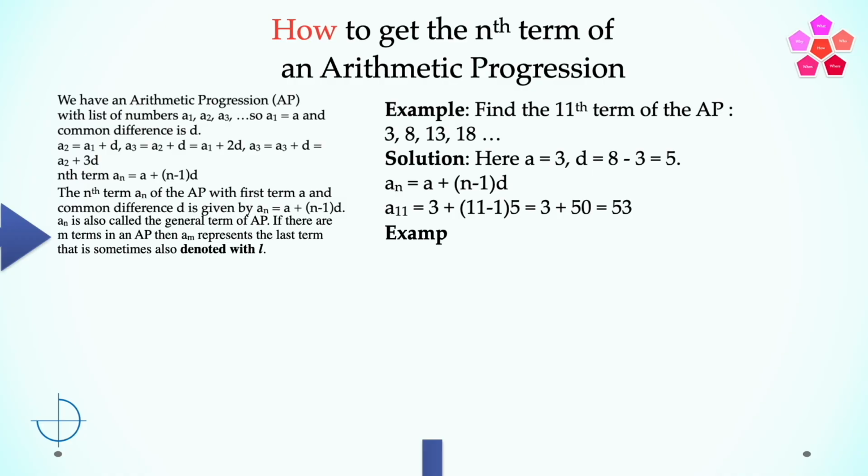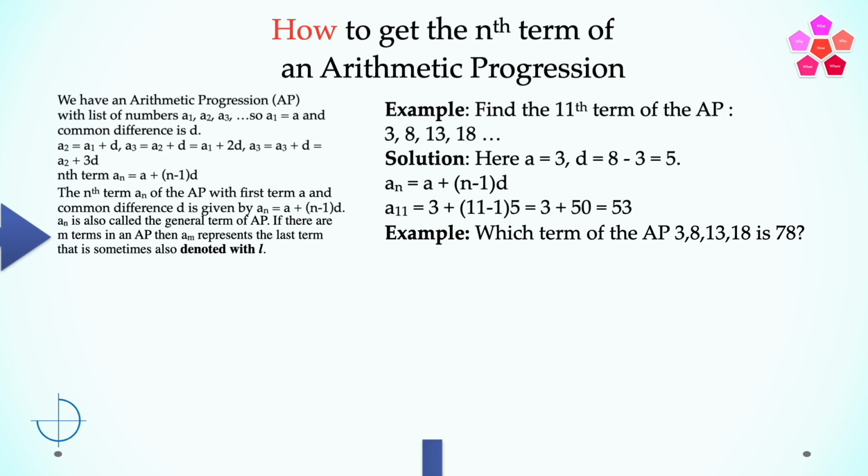Let's take another example. Which term of the AP 3, 8, 13, 18 is 78? Here we know that 78 is in the list of numbers and is part of the arithmetic progression.